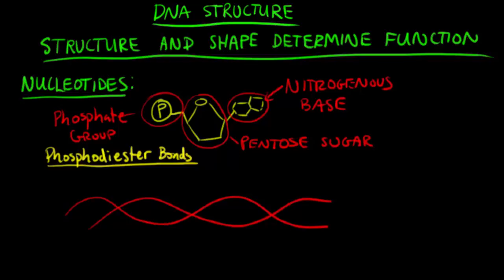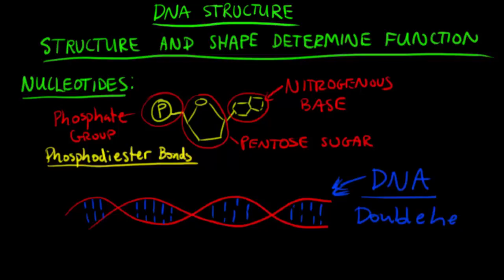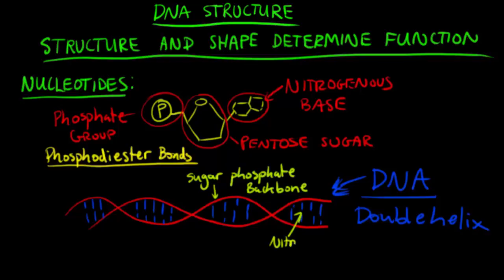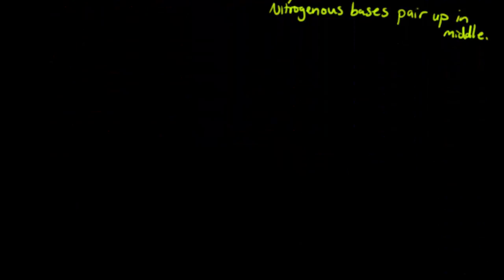If this is a double-stranded DNA molecule, as you'll find out, it forms into a double helix. The red part is the sugar phosphate backbone, and in the middle, pairing up, we have the nitrogenous bases. We'll talk about those in a little while. And that's basically the main structure of DNA.